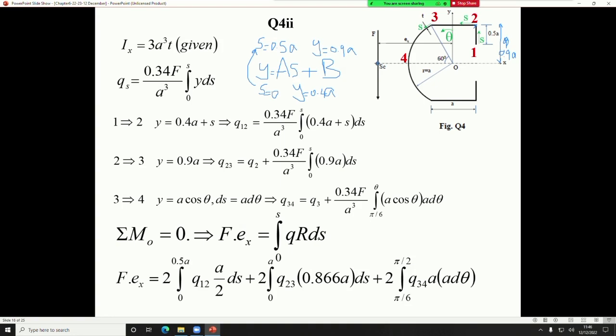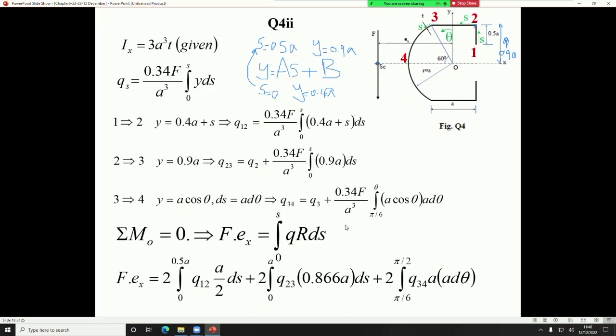So if you write this, fine. You can see here, q for the first part. So it's the shear flow of the first part, panel 1-2, shear flow of panel 2-3, shear flow of panel 3-4. Then we need to find r for each panel. For the first panel, we are finding the moments with respect to the center of the circle here. So this is r for the first panel. This is r for the second panel. And this is r, obviously, for this arc panel.